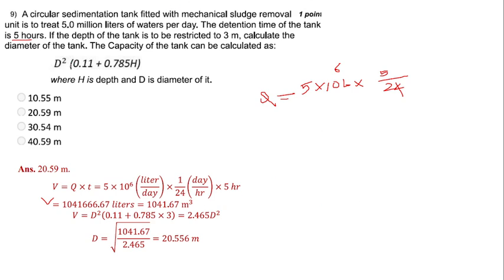Now we have to find the d square value with V is equal to d square into 0.11 plus 0.785 into 3, the depth of the tank. So it is 2.465 d square. D is obtained by taking the square root of V, which is 1041.67 divided by 2.465. Answer is 20.556. So the nearest value is 20.59. So the answer is 20.59. This is how you have to calculate the diameter of the circular sedimentation tank using the given relation. First step is to find the volume capacity, and then we can use the relation to find the unknown diameter.